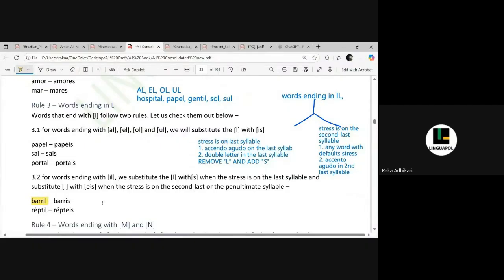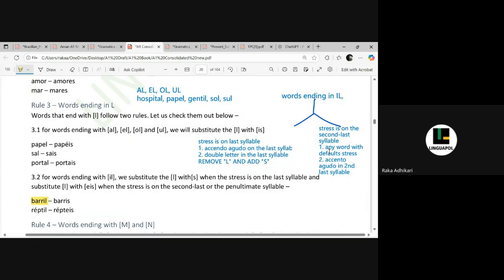Bahiu. In the word bahiu, we have two syllables, ba and hiu. We can see that there is a double R in the last syllable, hiu. So because of the double R, the stress is on the last syllable. So according to the rule, we will remove the L and we will add S. So bahiu becomes bahish.